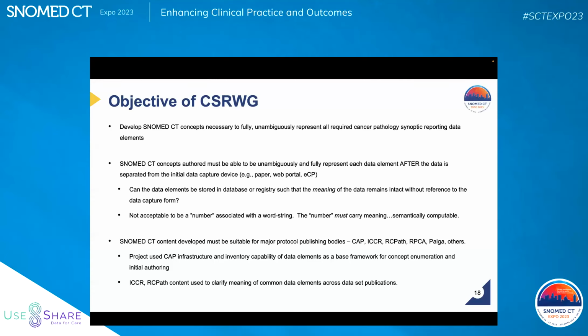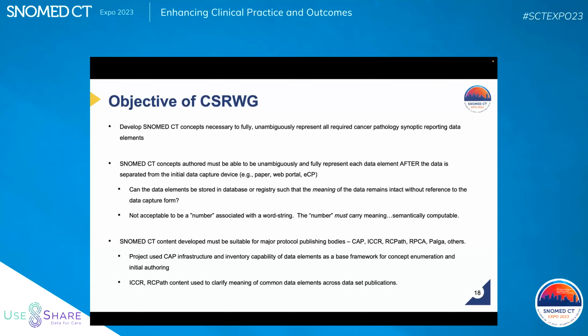So you've got your synoptic report, whether it's manual or digital. Once those data elements could potentially be separated in a registry, we wanted to make sure that they maintained their context. So histologic type of a breast cancer equals adenocarcinoma, for example. Now we maintain the context that we're looking at an adenocarcinoma of the breast, Nottingham grade of the breast carcinoma. All of these things are important. So we wanted to make sure that the meaning of the data was maintained without any reference to the form used to capture it.